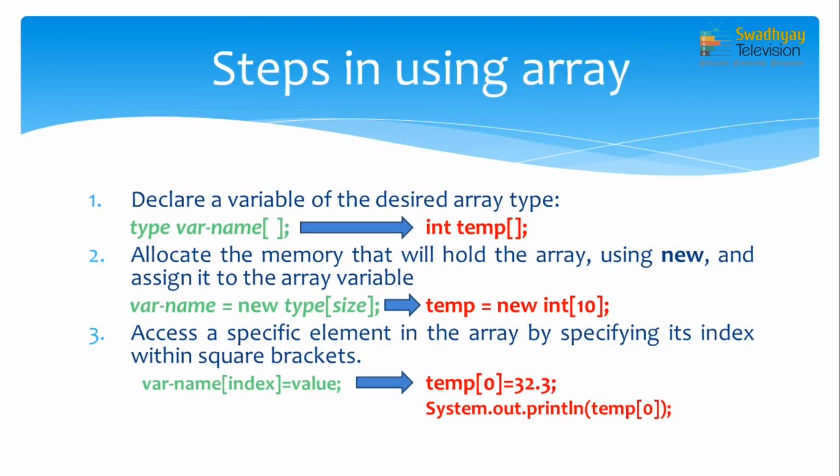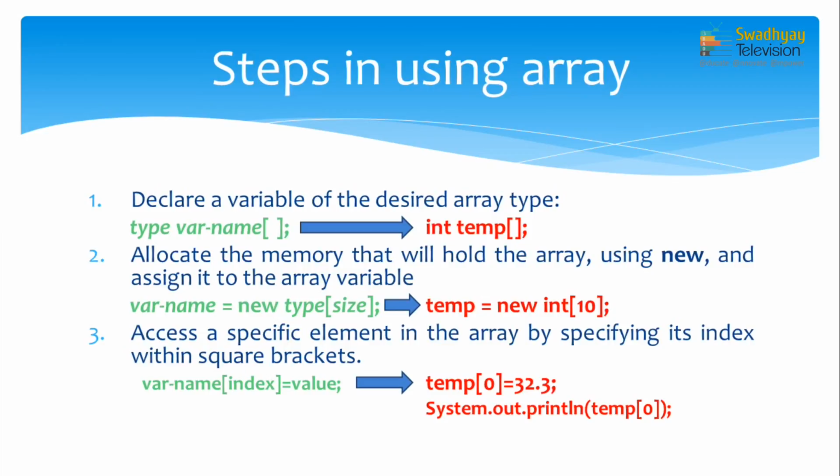First, as usual, we declare a variable of the desired array type. Now, the syntax is shown in green color and the example is shown in red color. So, for example, the previous case type was float, but here we take integer. So, temp is an integer array in this case and the general syntax is type, then variable name and empty brackets. Now, remember, it does not actually create the array, but it just declares the variable as an array.